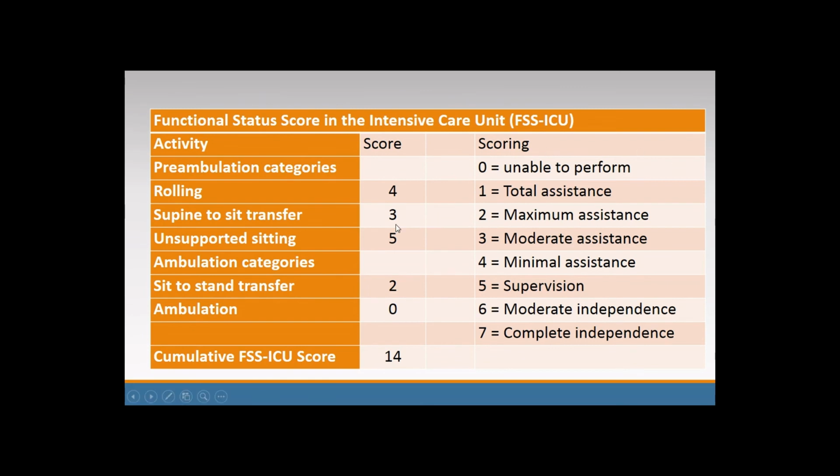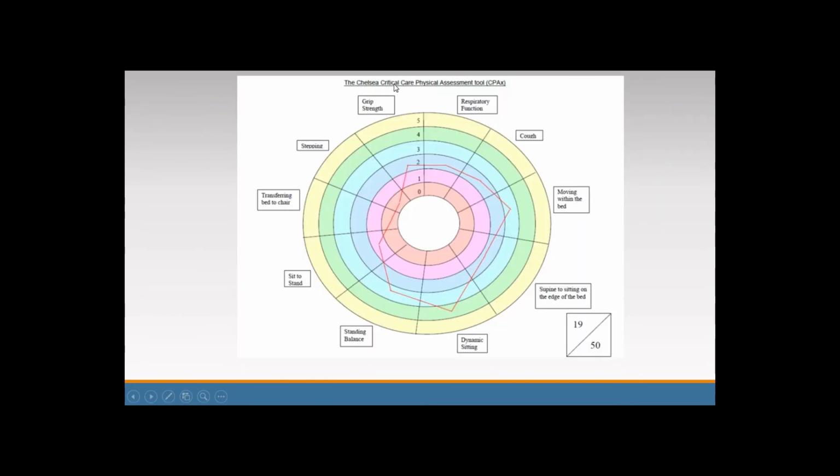That can help us in our goal writing. The other is the Chelsea Critical Care Physical Assessment Tool. This one, you see the score, he had a 19 out of 50. Again, we can use this to set some goals.